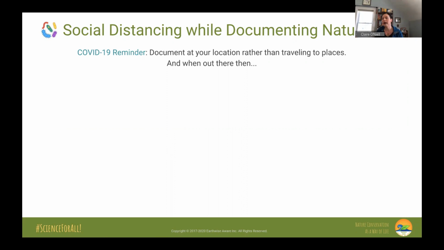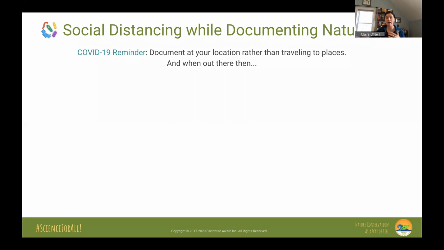So iNaturalist is not necessarily encouraging people to go and travel to places. I like how EwA said it last time during a Q&A, it's going to be a hyper-local observation type of period, right? So people are invited to really observe in their backyard, in their street, rather than traveling.